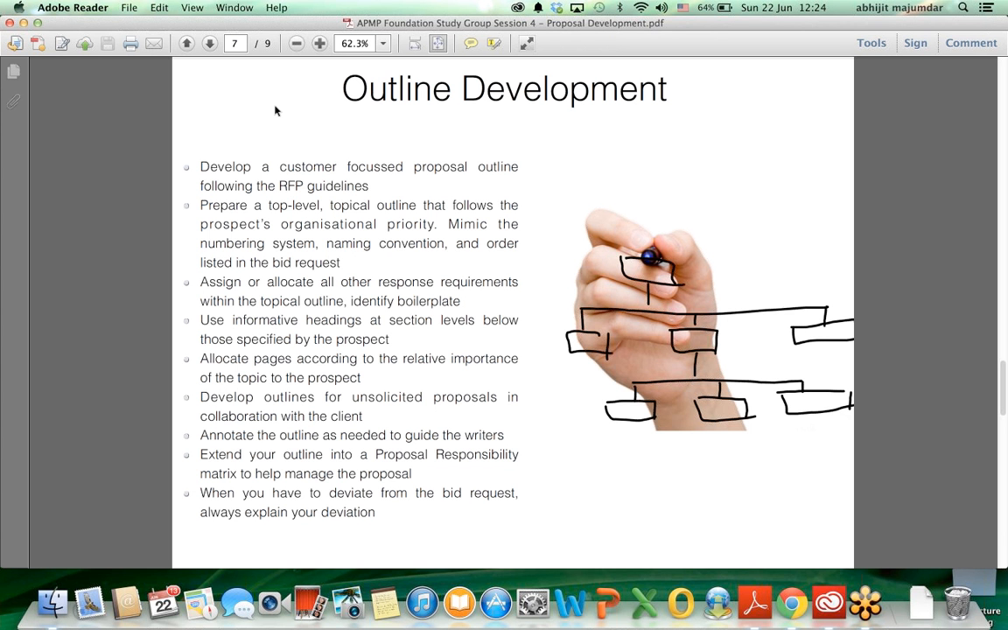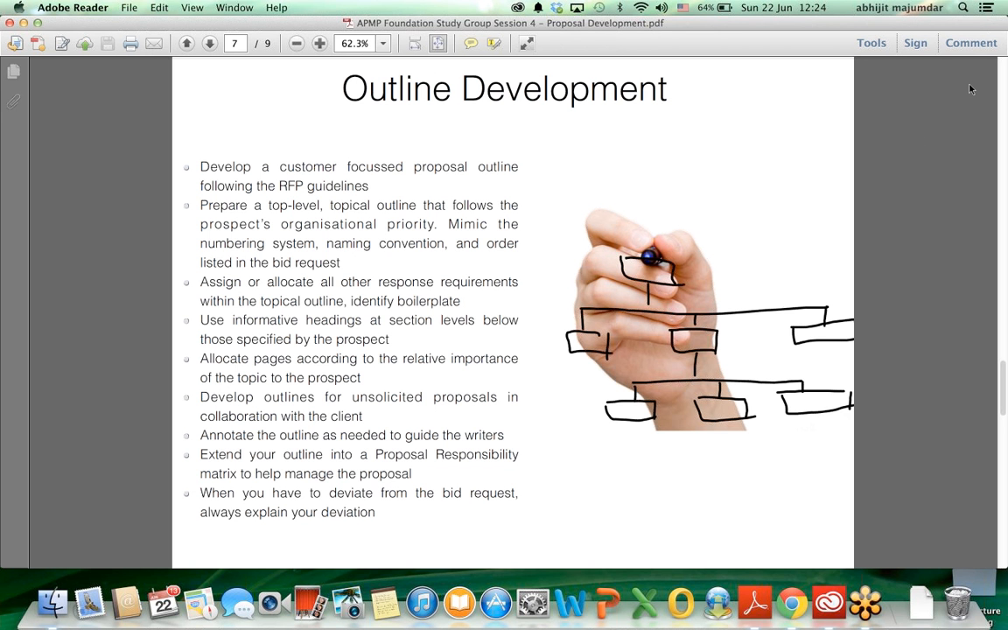We talked about the proposal responsibility matrix when we were talking about the compliance checklist. Your proposal responsibility matrix can be prepared or extended from that compliance matrix by assigning the proposal outline development, because in the outline you are assigning people who are going to write that particular section. So you can extend your outline as your proposal responsibility matrix, and you can assign people, assign them due dates, and assign reviewers to that particular proposal section.